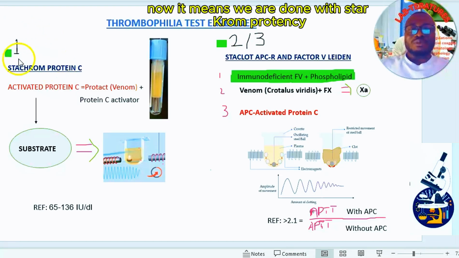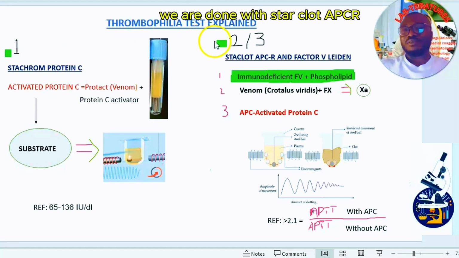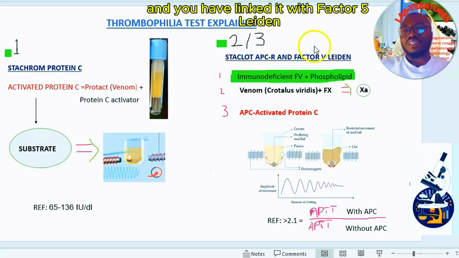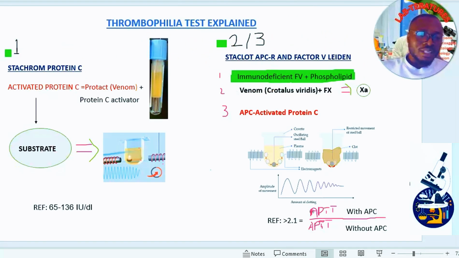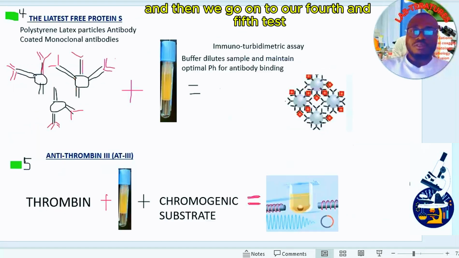Now it means we are done with Stachrom potency, we are done with Stclot APCR, and we have linked it with factor V Leiden. And then we go on to our fourth and fifth test.